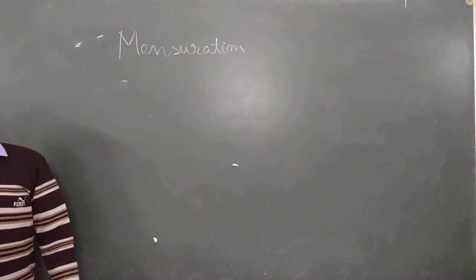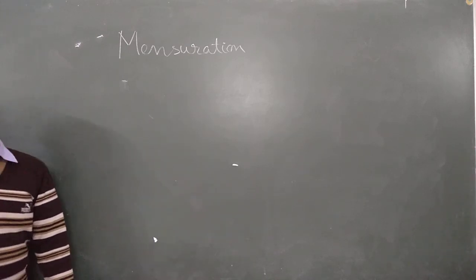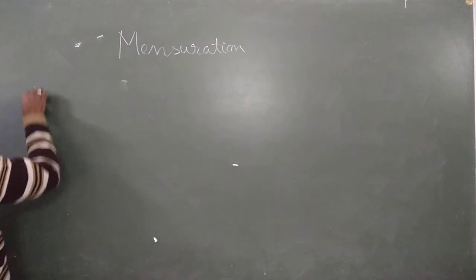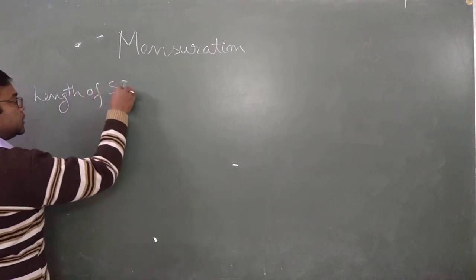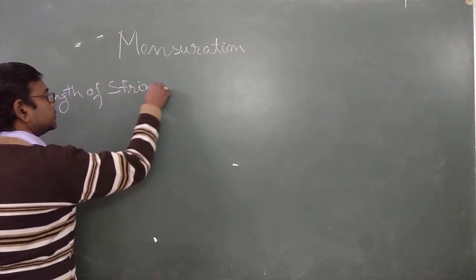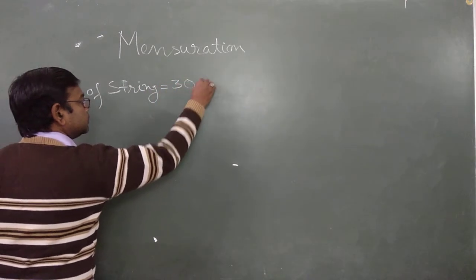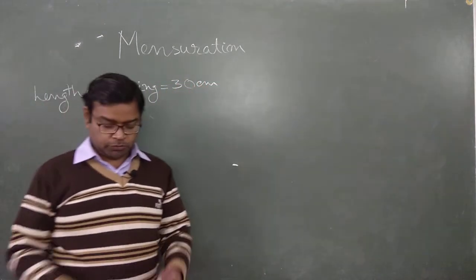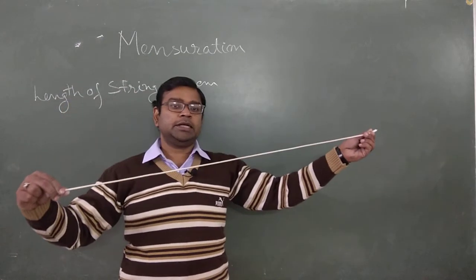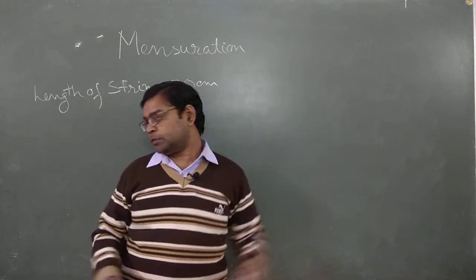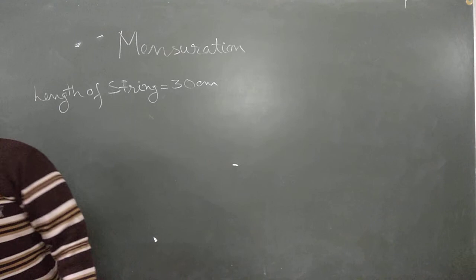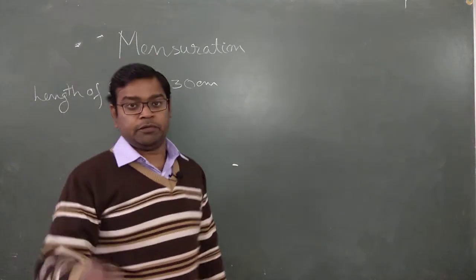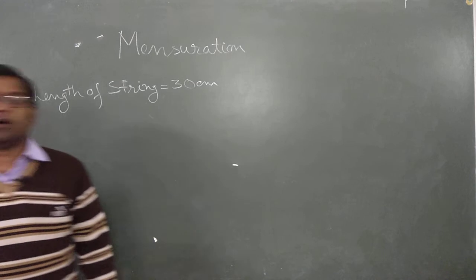In this question it is given that there is a string, and the length of the string is given to us. It is 30 centimeter. Clear? Length of the string is given to us. Suppose this is your string and this string is 30 centimeter. Now the question says what will be the length of each side if the given string is used to form a square.